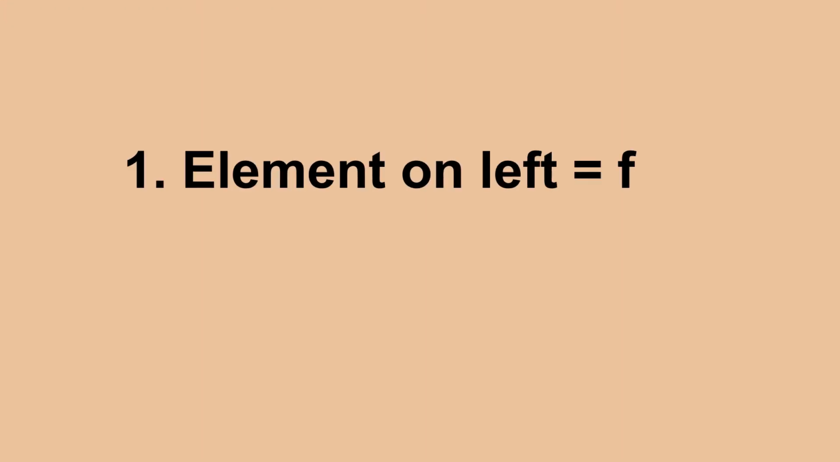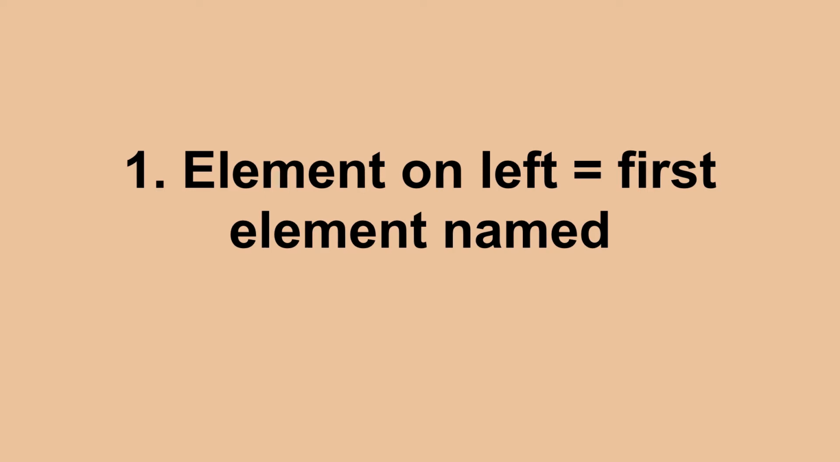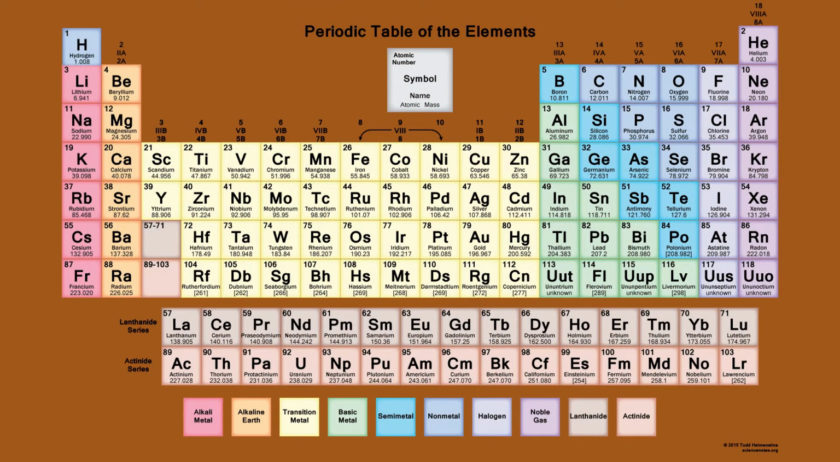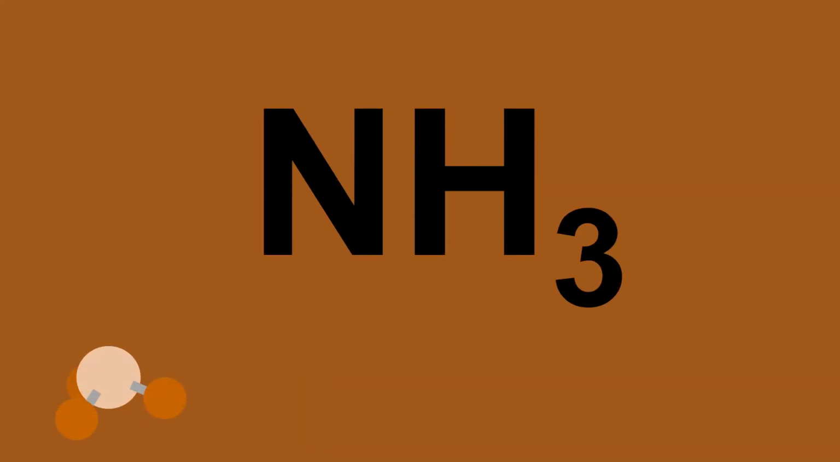The first rule is that the element that is farther to the left on the periodic table is the element that you name first. If they are in the same group, list the element that is farther down first. Let's take a look at our example with nitrogen and hydrogen. It seems that hydrogen is more to the left on the periodic table than nitrogen. But in this case, since hydrogen can also be grouped with group 17, nitrogen is named first, as when comparing the two, nitrogen has a lower group number, aka more to the left. In our case, we will list nitrogen first and hydrogen second.